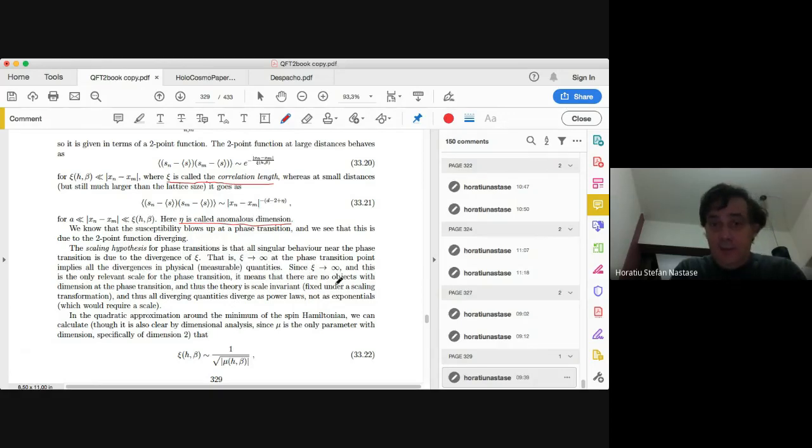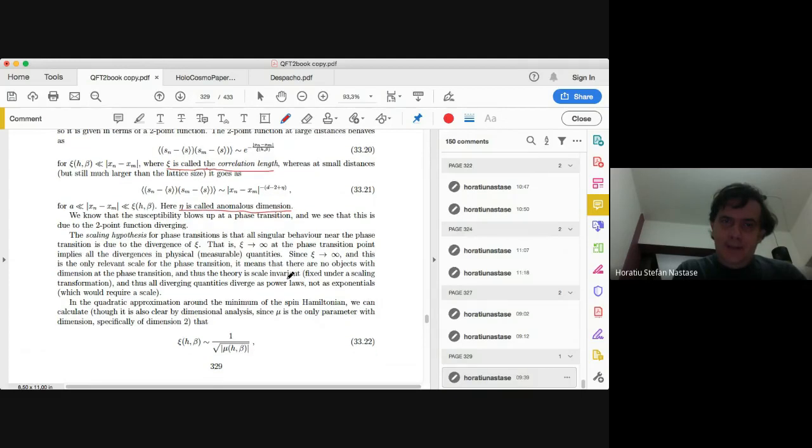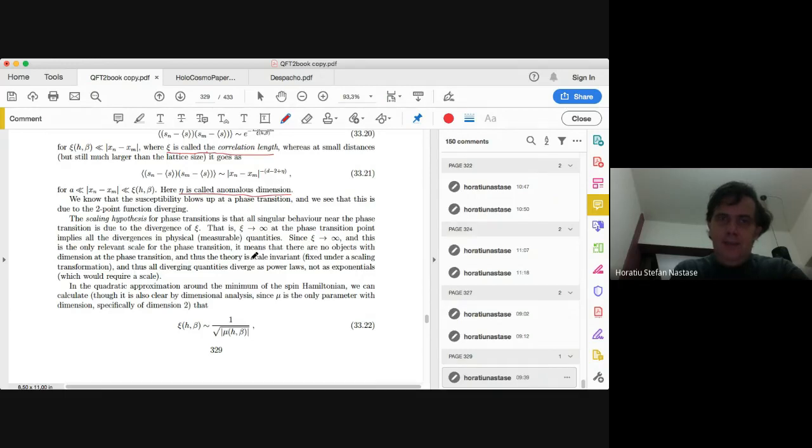So xi going to infinity is equivalent to the two-point function diverging. So the phase transition is associated with xi going to infinity, which is associated with the divergence of the two-point function. And as I said, xi going to infinity means one over xi goes to zero, so there's no mass scale in the theory. There's nothing with dimension at this phase transition, which means the theory is scale invariant. Scale invariant, we said, means fixed under a transformation, multiplication by a scale.